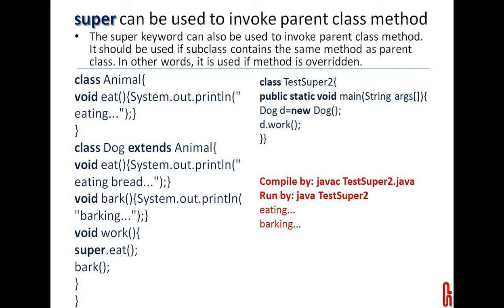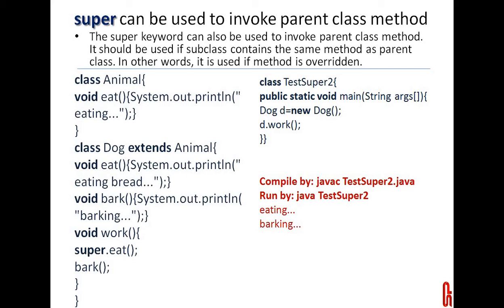Now consider the program. Class Animal. The Animal class has one method, void eat. See the implementation of the eat method that displays eating. A single display command is there and that displays the eating message. Now consider the second class, that is the Dog class. It's a subclass of the Animal class, and a re-implementation is given for the eat method in the subclass. So that is method overriding.